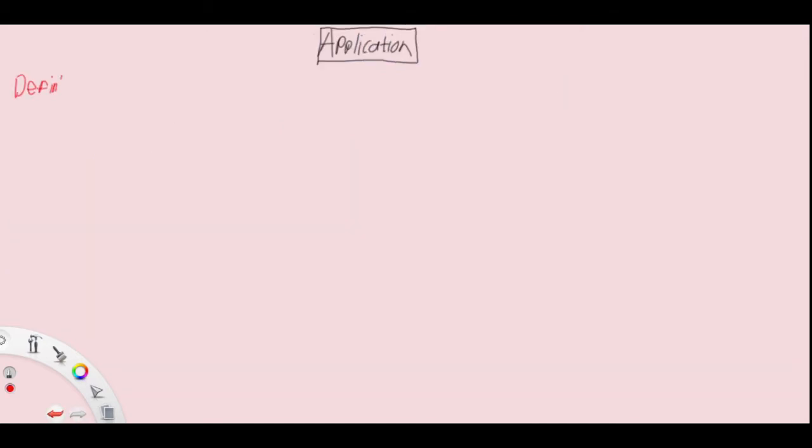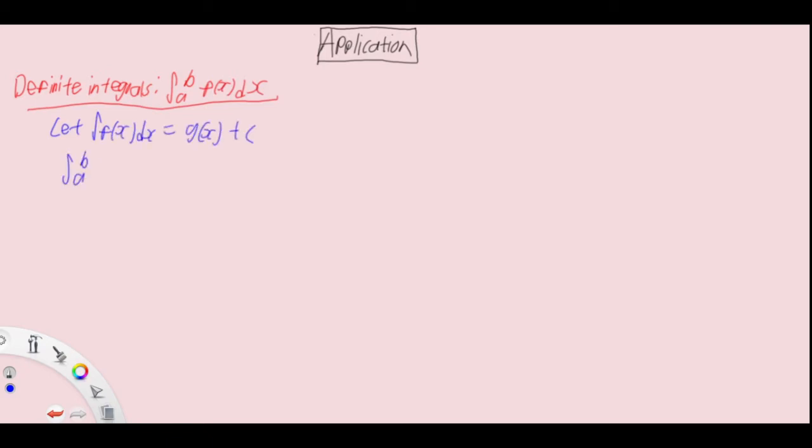Next up in our application, we have definite integrals. Basically, now we have limits in our integration. So let's say from a to b. So how do we apply this is simply, we let integrating f(x) be g(x) plus c. Basically, when we apply the limits, it's simply just square bracket g(x), b to a, don't need the constant c, and then apply the limits to give us g(b) minus g(a).